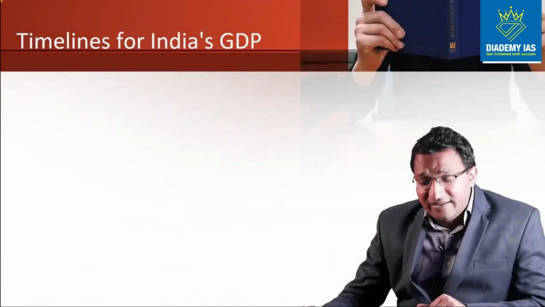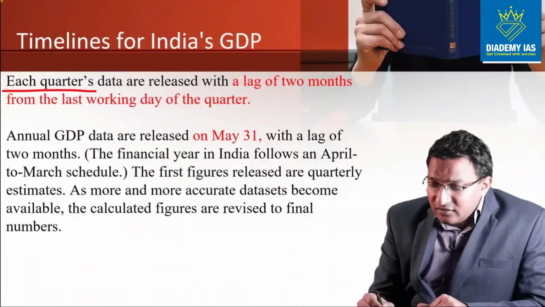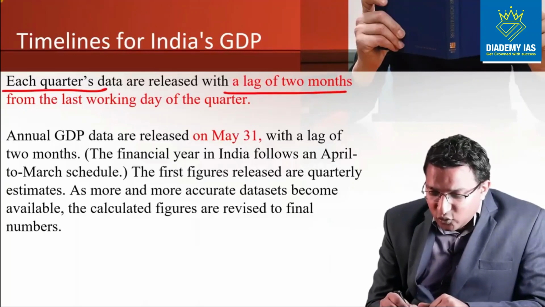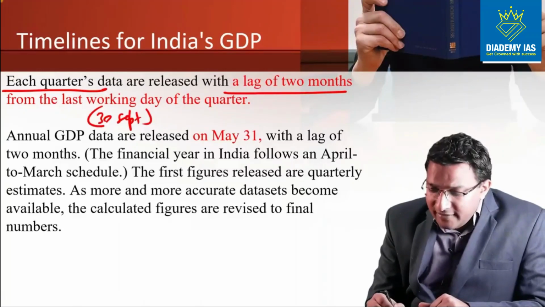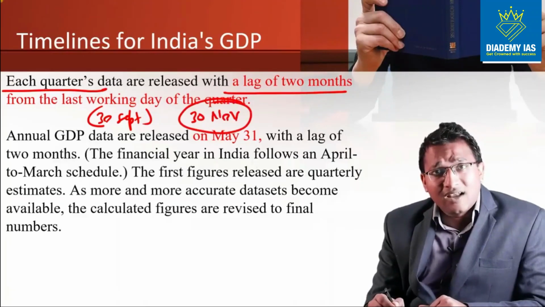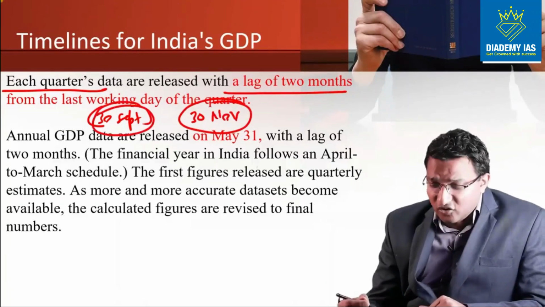What are the timelines for India's GDP calculation? Every quarter, data is given with a lag of 2 months. For example, if we have to calculate the 30th September data, this will be given by 30th November. So data of the 30th September will be released on the 30th of November.